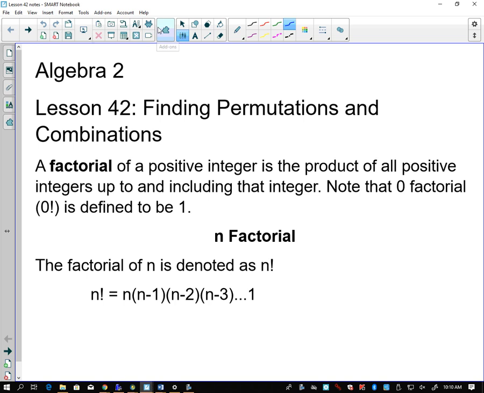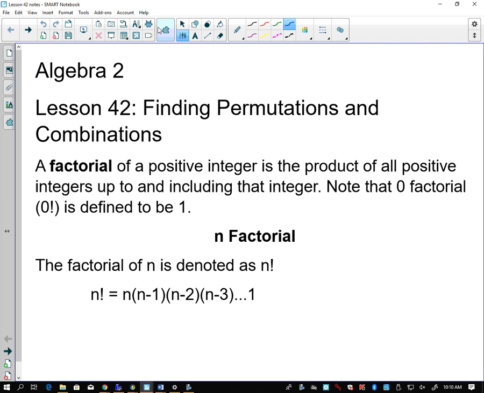All right, lesson 42, we're going to talk about finding permutations and combinations. One of the questions in the homework lesson was, if we can repeat digits, how many different possibilities are there for a 3-digit passcode? And we got 10 times 10 times 10, or 10 cubed, and we wound up with 1,000. We're going to look at different types of situations.